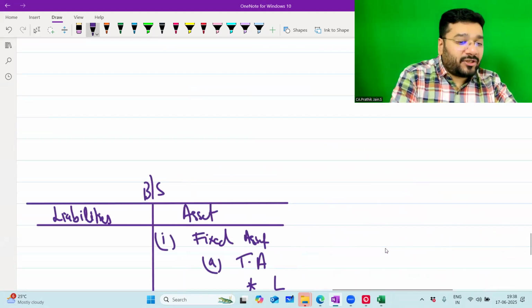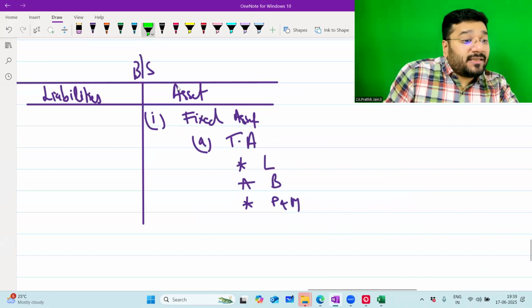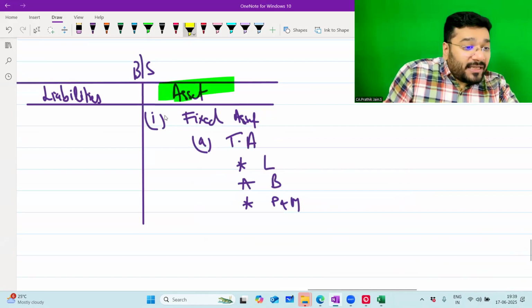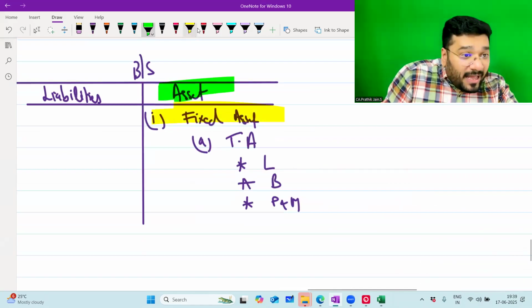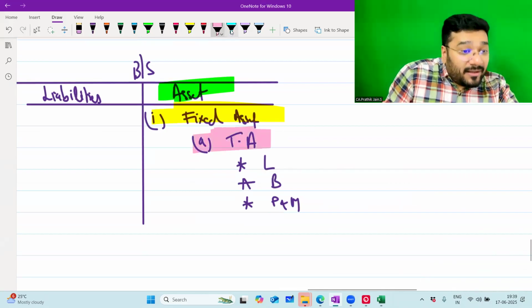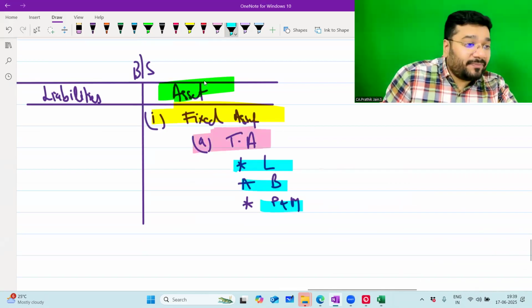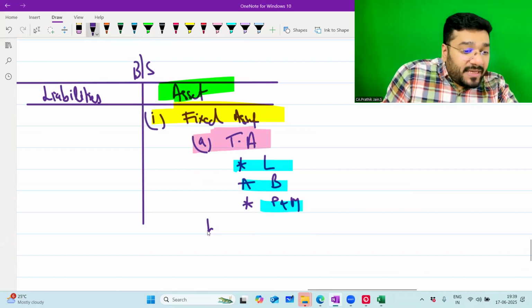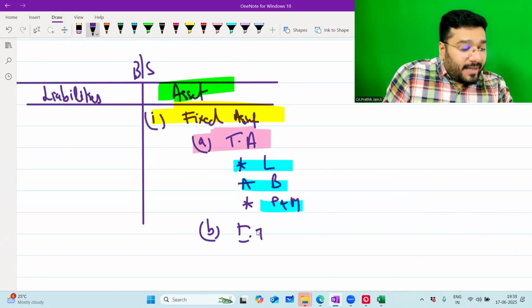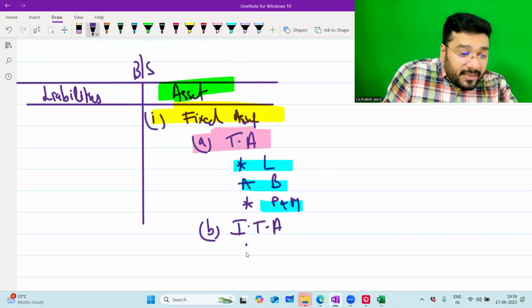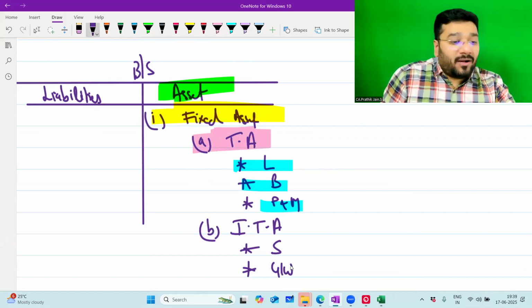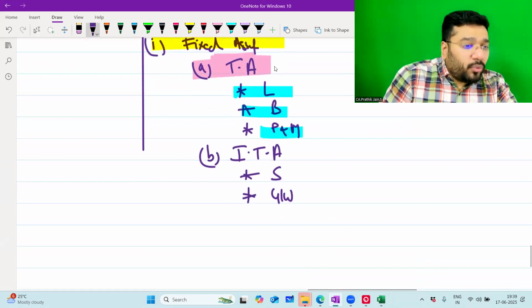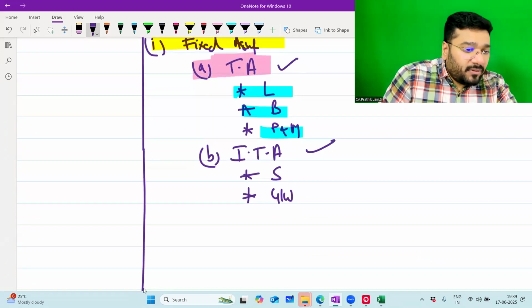Understand the classification. Fixed asset is the main heading. Under that, we have something called tangible asset. Under that, we have land, building, plant, machinery. If A is tangible asset, B is what? Intangible assets. Under that, what do we have? Software, goodwill, patent, trademark, all that is coming. Are you able to see the hierarchy? Yes. So fixed asset has only tangible asset and intangible asset.